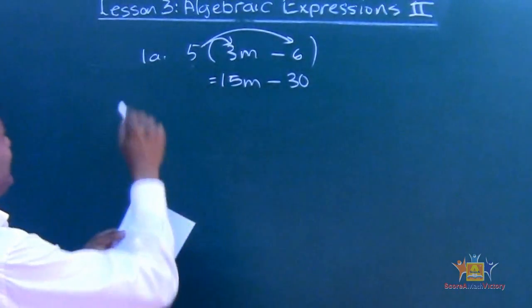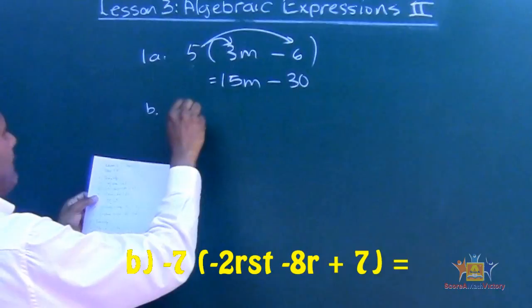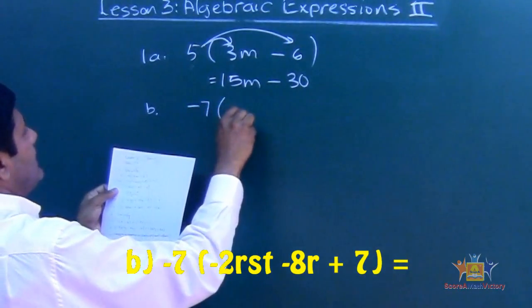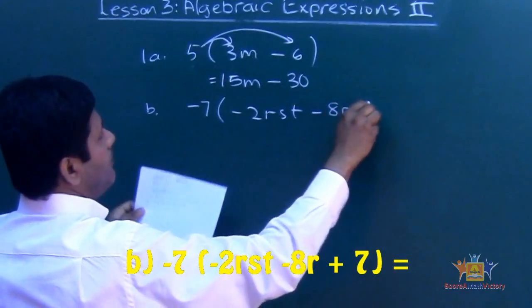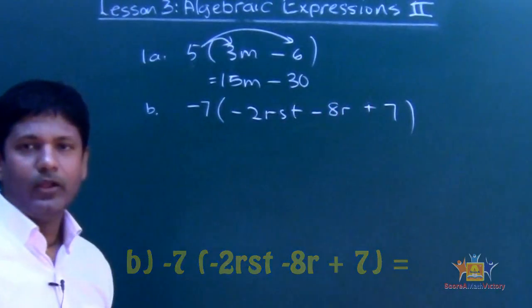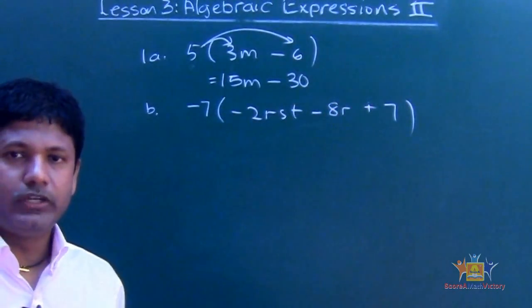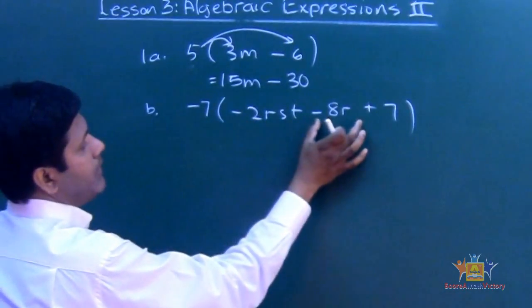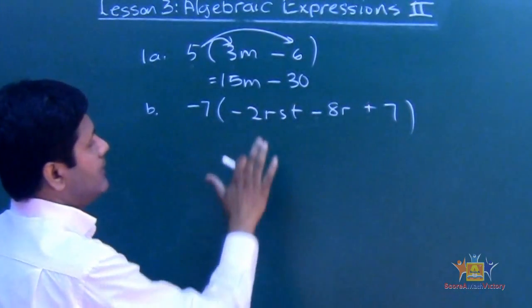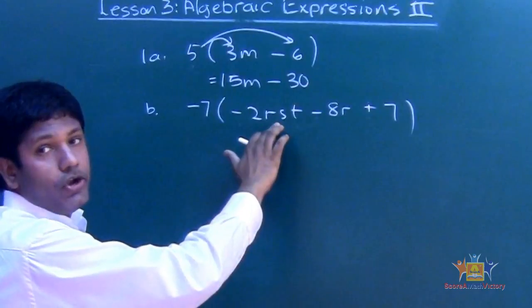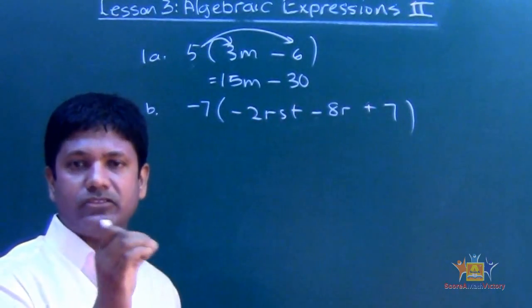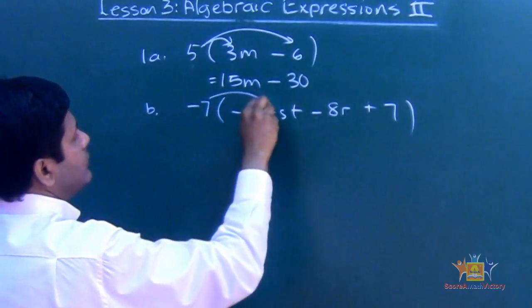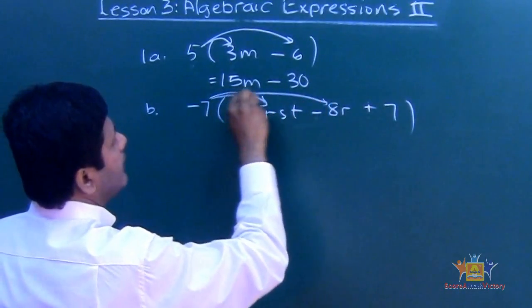Okay, good. Let's look at B. Okay, B, you're given negative 7, negative 2RST, negative 8R plus 7. Again, what method are we going to use? The shooting arrow. Okay, be careful. See that all these are separated by minus and plus. Now, does each one individually get it? No, they're multiplying. Only when they're separated by plus and minus, alright? You distribute. Shooting arrow, you give it to that one, and you give it to that one, and then you give it to that one.